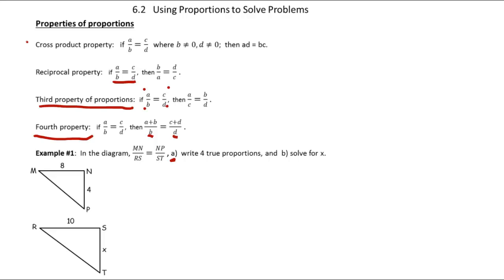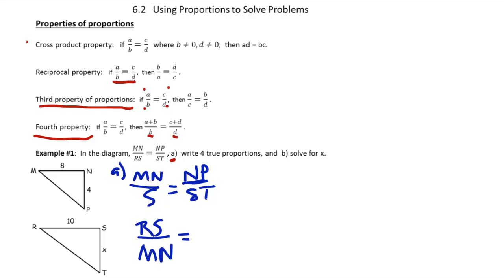Well, the first one, and I will write A here, is that MN over RS is going to equal NP over ST. So that's one of the first proportions. We know that one's true. That's your cross product property. The second one says that we can use the reciprocal. We can flip them both over, and that would be RS over MN, the ratio of those two sides, would be equal to ST over NP. So if we flip both of them over, we have a true proportion. So there's our first one, there's our second one.